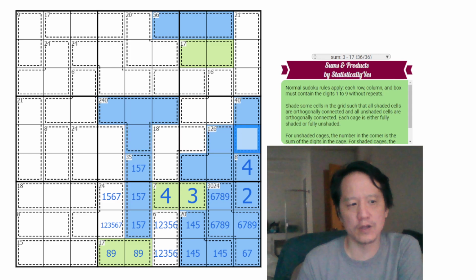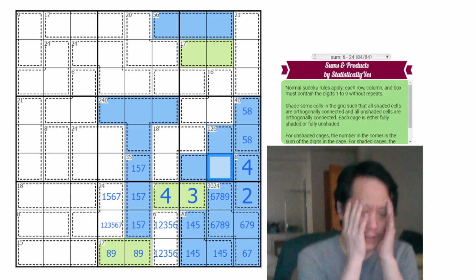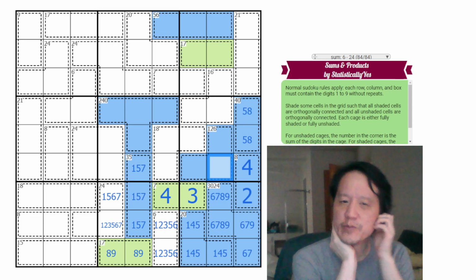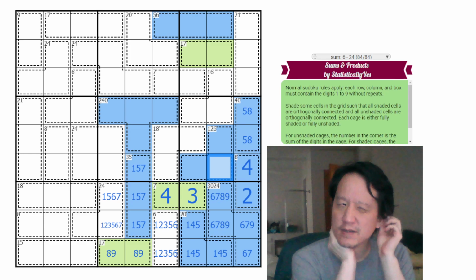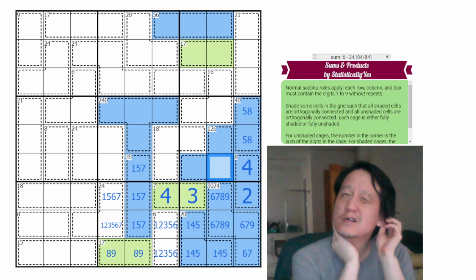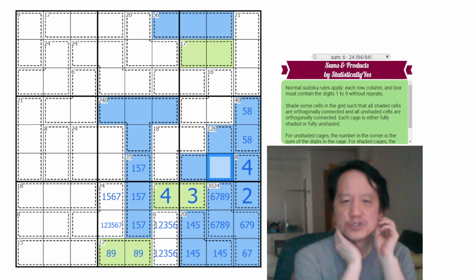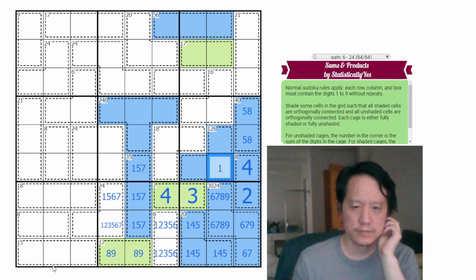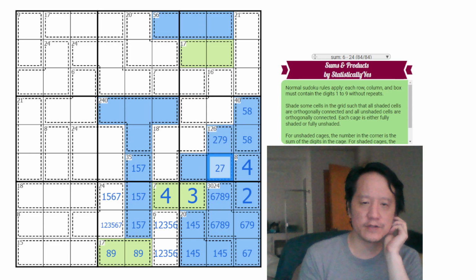This is 40, which means it's 5 and 8. 126 is divisible by 9. 126 divided by 9 is 14. So this is 2, 7, and 9. So this is 2, 7, 9.